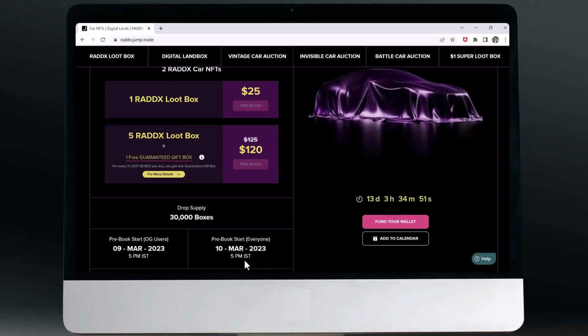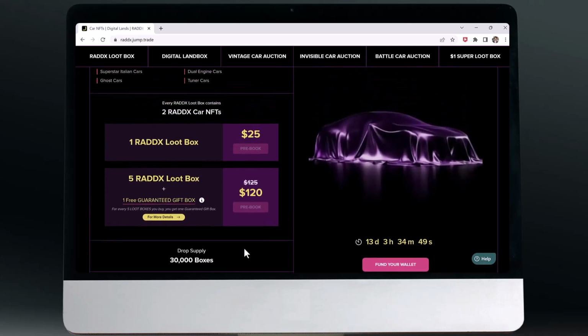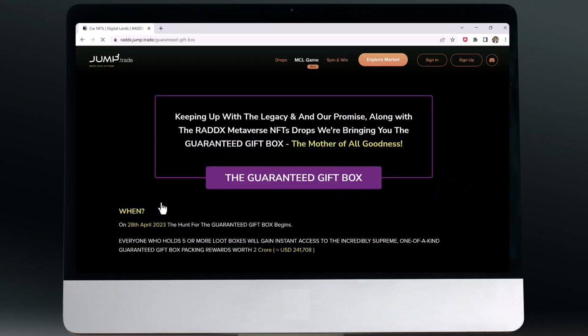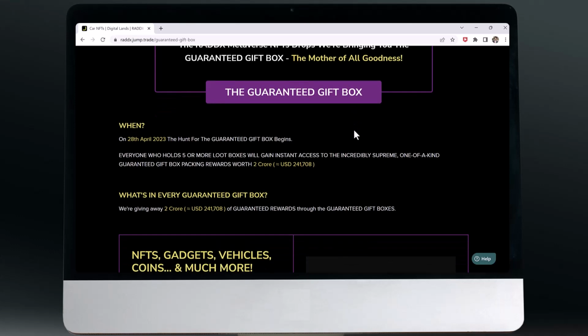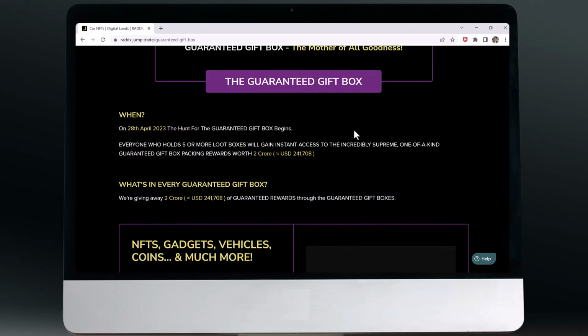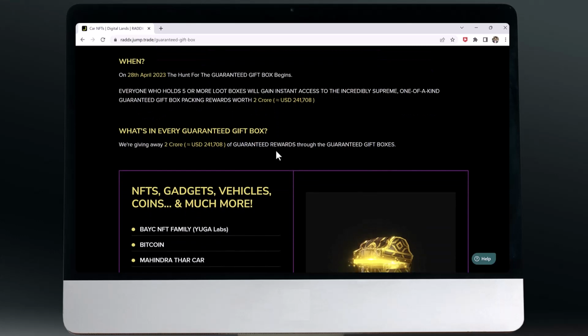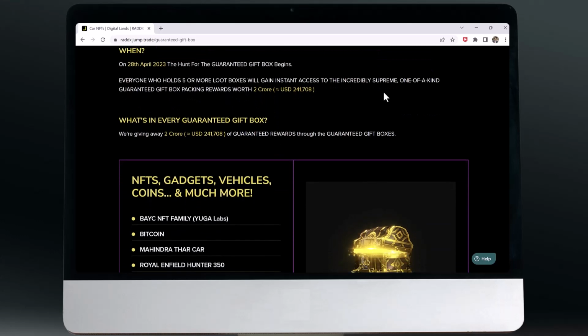The benefit of getting an NFT in pre-booking is you will get one loot box. It contains two NFTs for just $25. If you pre-book 5 loot boxes for $120, you will definitely get 10 NFTs, and for every 5 loot boxes you buy, you will also get 1 guaranteed gift box. So everyone who holds 5 or more loot boxes will gain instant access to the incredibly supreme, one-of-a-kind guaranteed gift box packing rewards worth 2 crore.